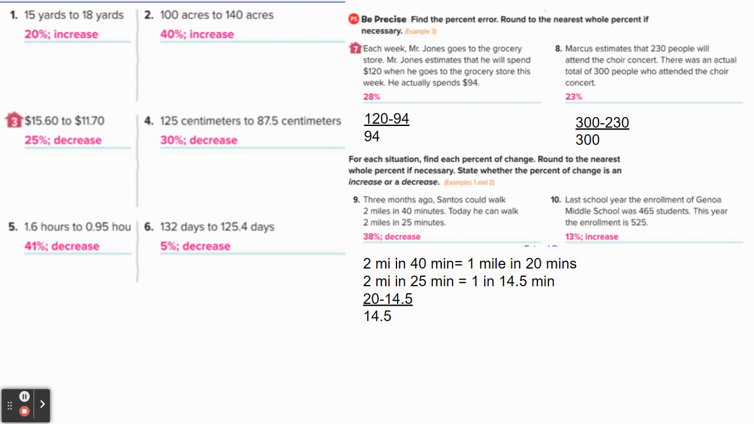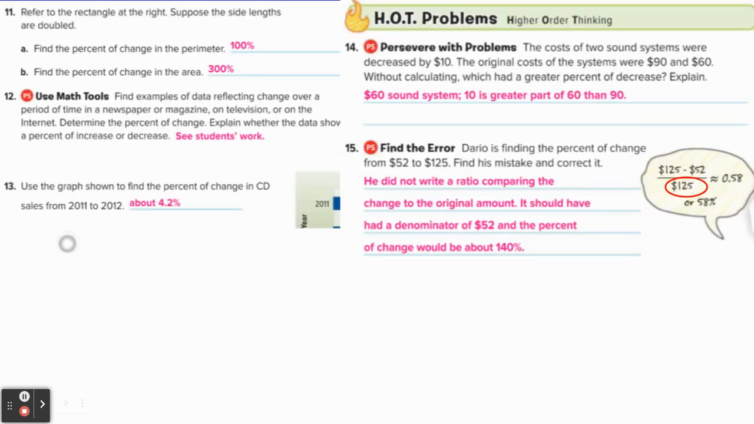8 was 23%. 9, you had to kind of find unit rates first, and then use that information. And I got 38% and a 13% increase on the 10. On the back side, find the percent of change in the perimeter. It was 100%. Find the percent change in the area. It was 300%. 12, it was giving you a chance to think and work it out. And 13 should have been around 4.2%. It wasn't exactly that. That's fine because of the question.